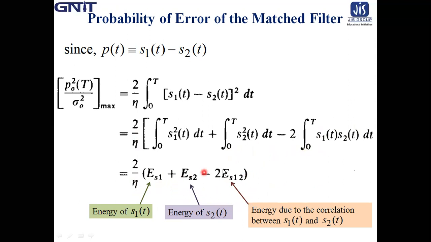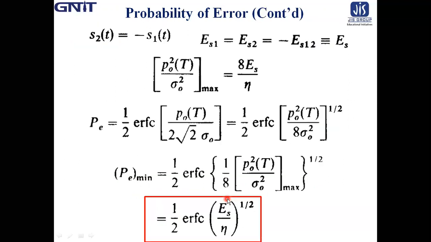And now this choice should be optimum. So this choice is optimum when s2(t) equal to minus s1(t), and then we find E_S1 equal to E_S2 equal to minus E_S12, which is equal to E_S. So this maximum value is now E_S by eta.